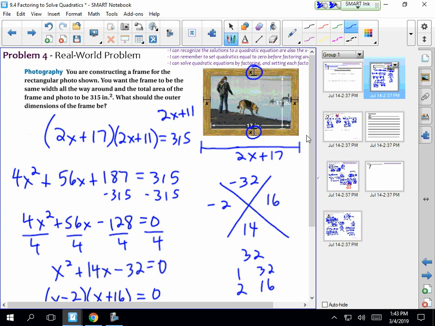If you add 2 to each side of the 17, you get 21. If you add 2 to each side of this, you get 15.